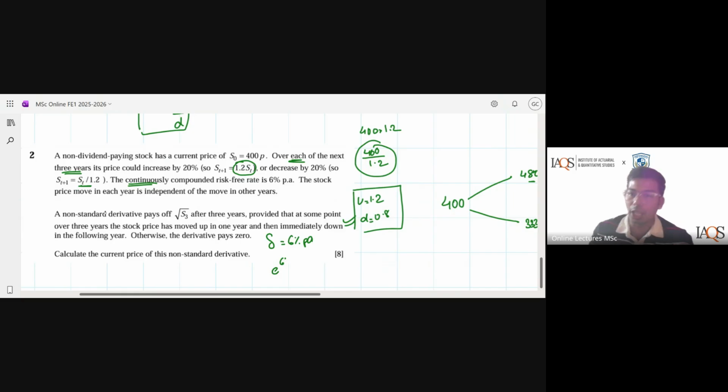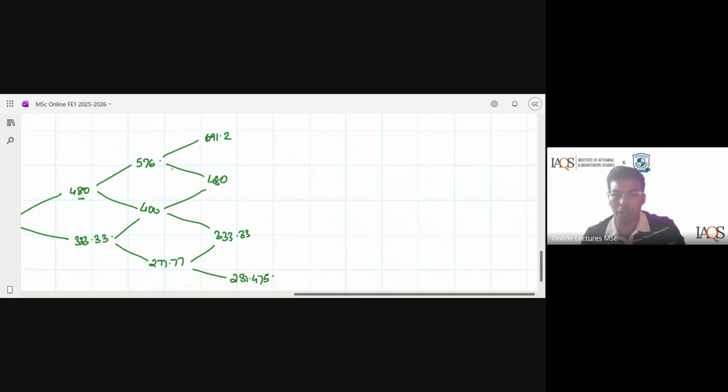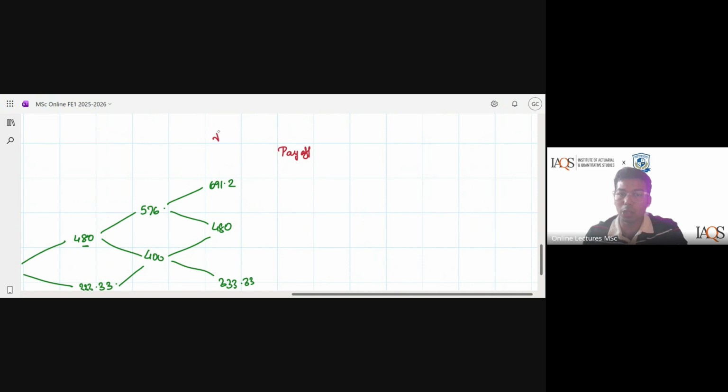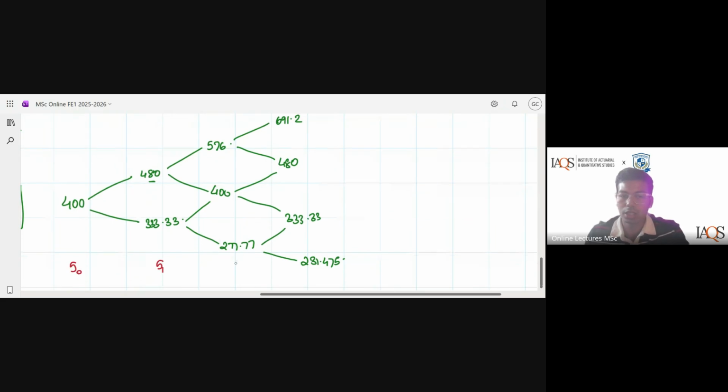Now let's read the further part that they are saying. A non-standard derivative, that means it's not a plain vanilla call, it's not a plain vanilla put. They are saying a non-standard derivative pays off root of S3 after 3 years. That means my payoff is actually coming in at time 3 only. It's behaving like a European. I don't have to look at any of the intermediate values. I have to look at maturity only, where they are saying the payoff is actually root of S3. What do I mean by S3? This is S0, this is S1, this is S2, this is S3.